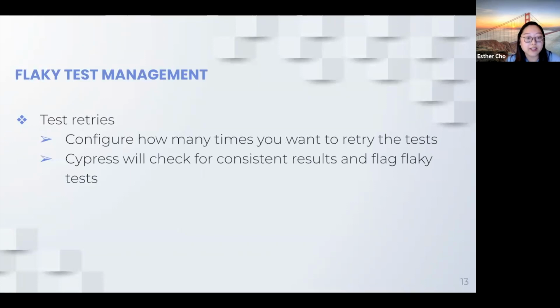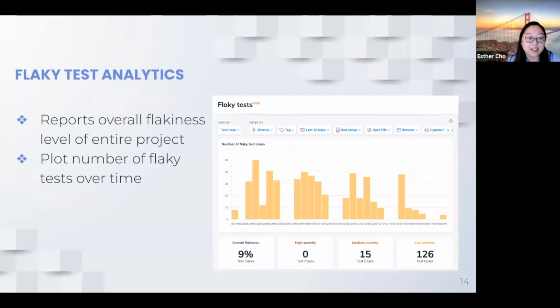They offer really great test management. You can enable a feature called test retries, and you can configure how many times you want to retry your tests, and Cypress will run the test that many times, check for consistent results, and flag flaky tests. They also offer flaky test analytics that report the overall flakiness level of your entire project and plot the number of flaky tests over time. And these are meant to provide deeper context into your flaky tests and help you debug the root cause.